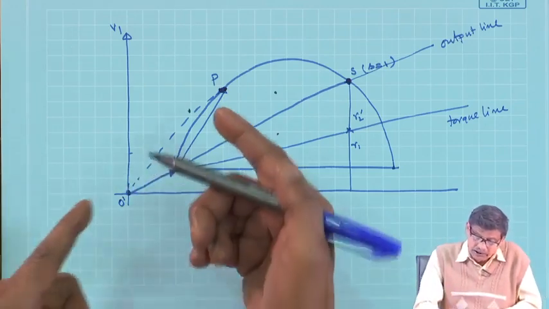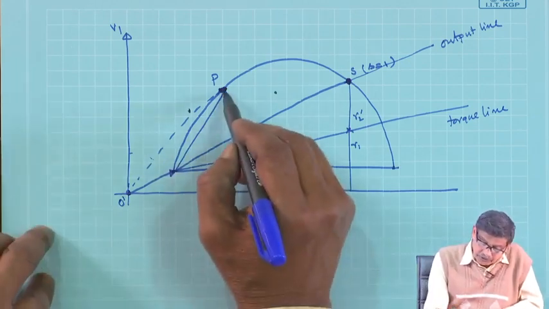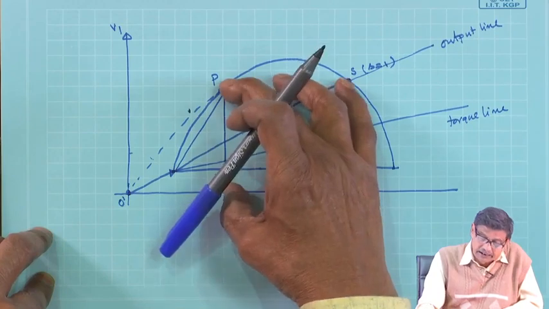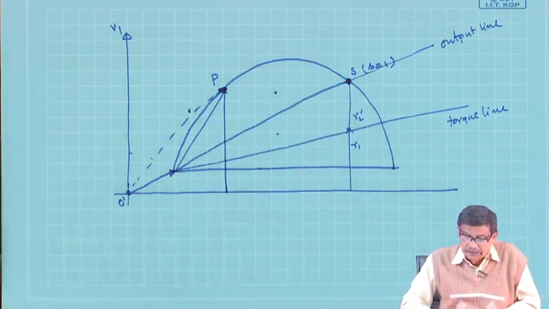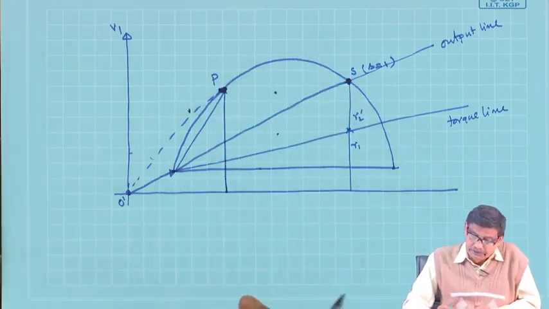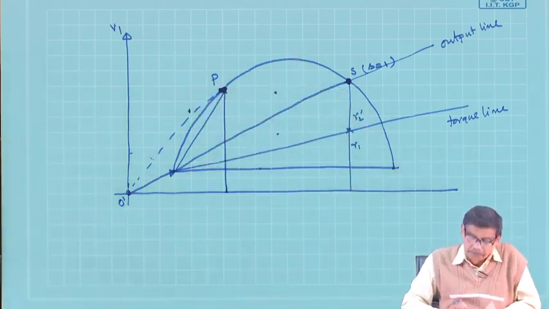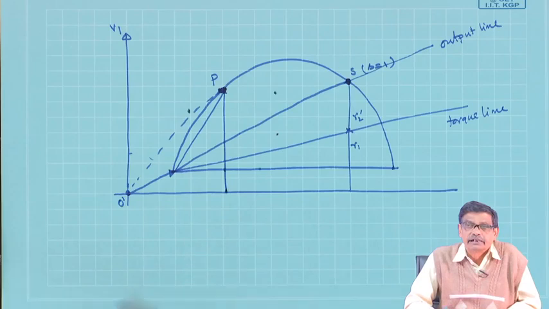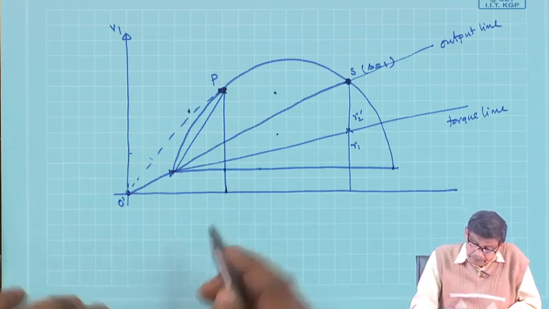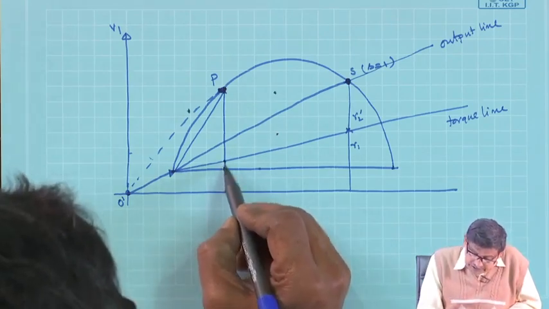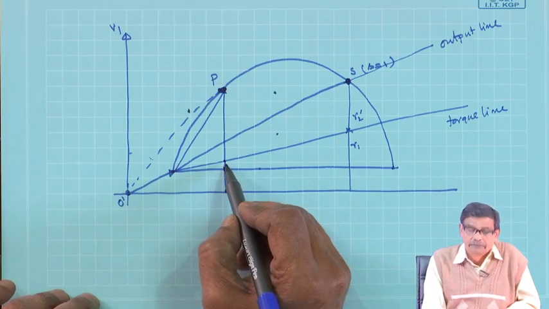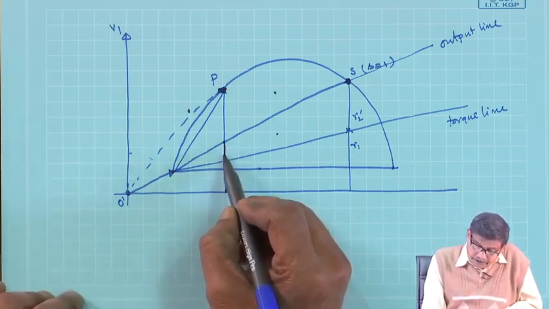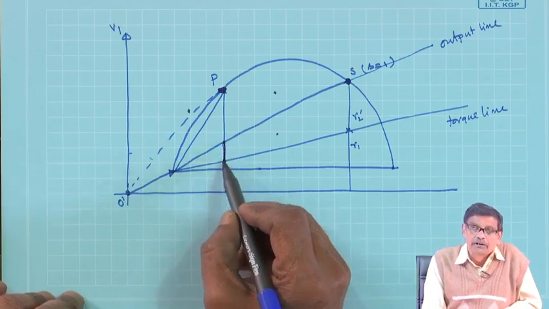What is the total input to the motor? Drop a perpendicular. This whole length will represent, in some scale of course, the total kilowatt input. What is this length? This length will be the constant losses. What will be this length? Stator copper loss, per phase, if it is per phase you have drawn. What will be this length? Rotor copper loss.